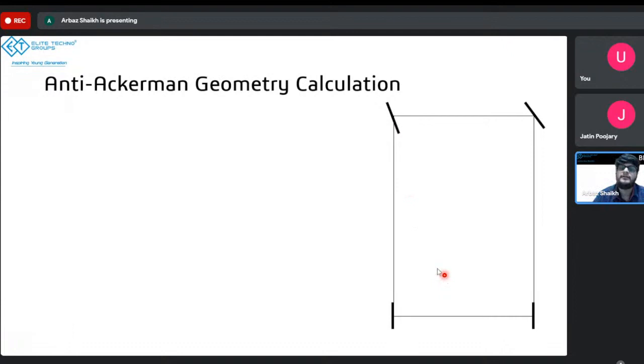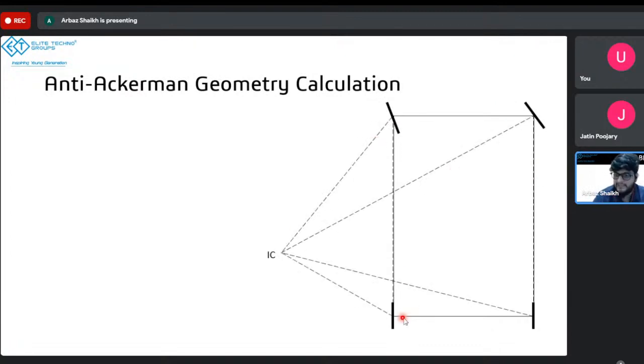Like we said, in the Ackerman geometry, the IC lies on the rear axle, somewhere around here. But in anti-Ackerman geometry, the IC does not lie on the rear axle. It will lie somewhere around here. If I draw lines from this point to all four wheels, it will look like this. These are the four lines drawn to all four wheels, and this line is the radius by which this wheel will be moved.